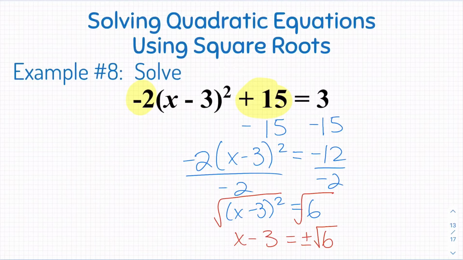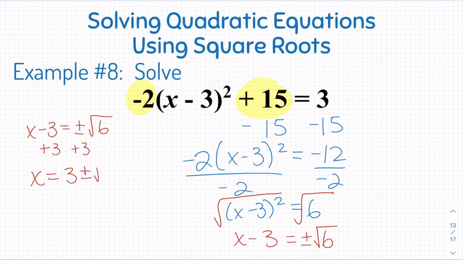So now I'm going to add my 3 over to isolate that x. And the rule of thumb here is your integer number is always going to be in front of the plus or minus sign, because you are technically doing 3 plus radical 6 and 3 minus radical 6. So if you put that in the calculator, you would get some decimal approximations. But to put that on a calculator, you would need to do 3 plus radical 6, enter, 3 minus radical 6, enter.